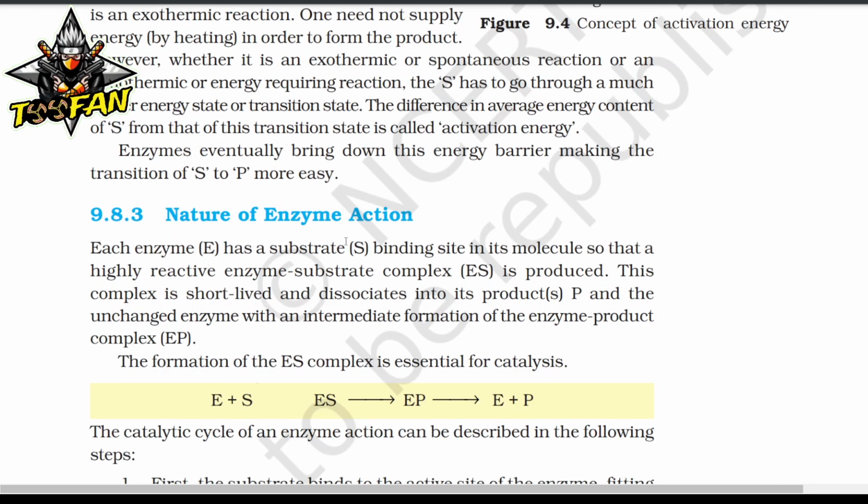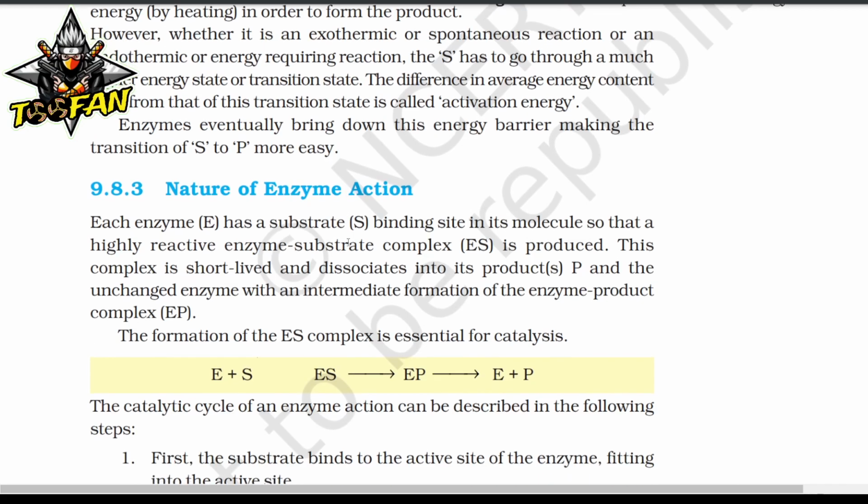Nature of enzyme action. Each enzyme has substrate binding sites in its molecule, so that a highly reactive enzyme-substrate complex is produced. This complex is short-lived and dissociates into its products and the unchanged enzyme, with an intermediate formation of the enzyme-product complex. The formation of the enzyme complex is essential for catalysis.